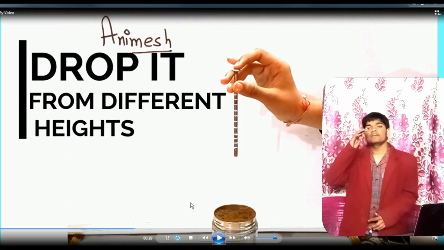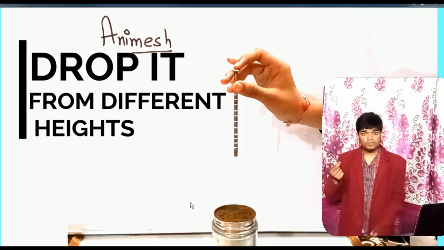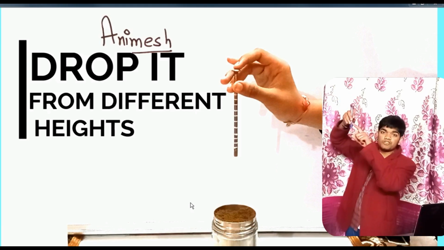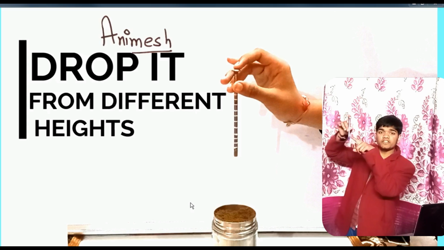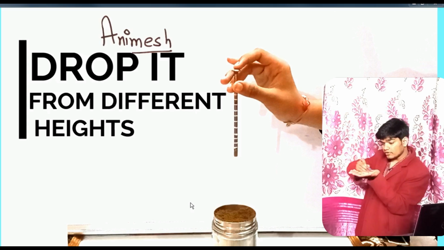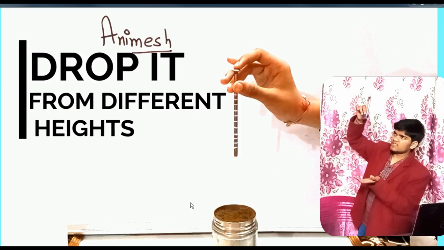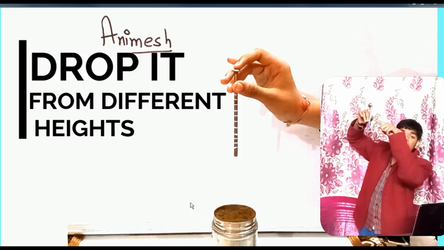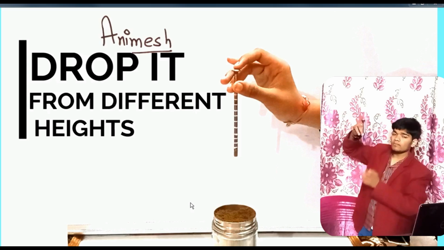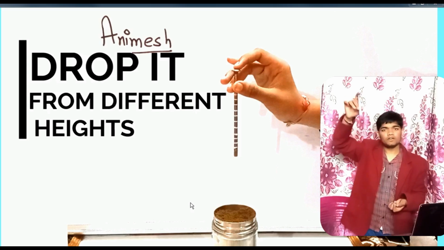Then I have to drop it from different heights. Why? Because let's take this as an object. When I take it to some height, it must have some potential energy, because the formula is potential energy equal to mgh. And I have taken the reference point, which is the ground at which I have put my container. So according to that, it has some distance from the ground and it must have some potential energy. And kinetic energy is equal to zero. Why? Because the body is not traveling any distance. So kinetic energy is equal to zero in this case.